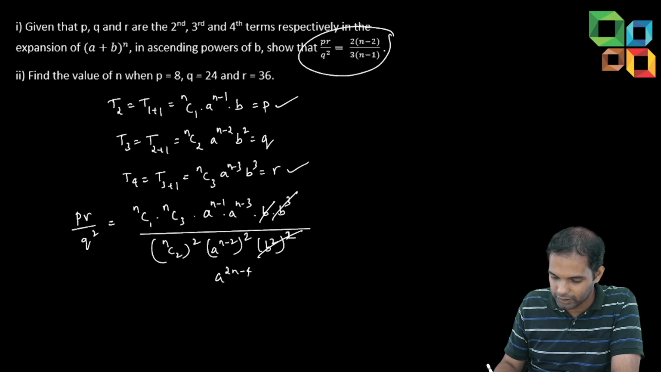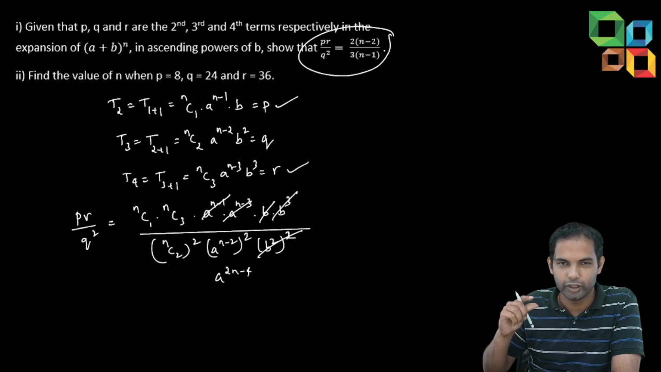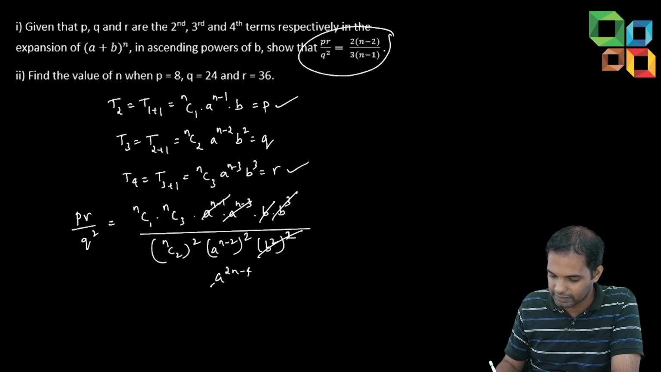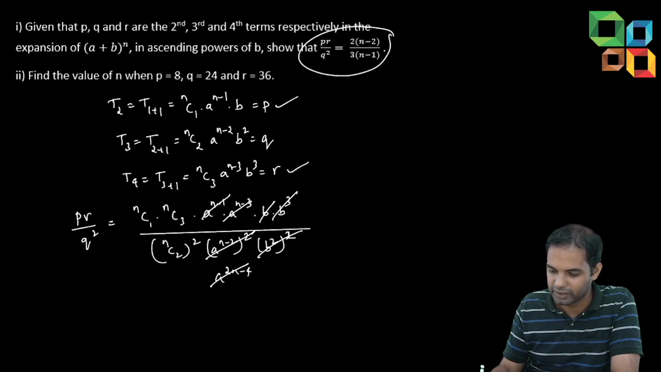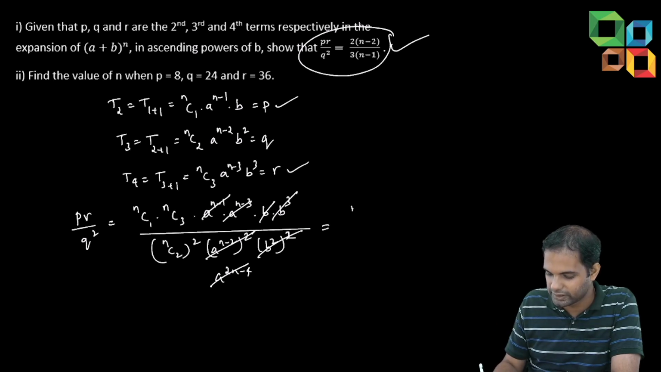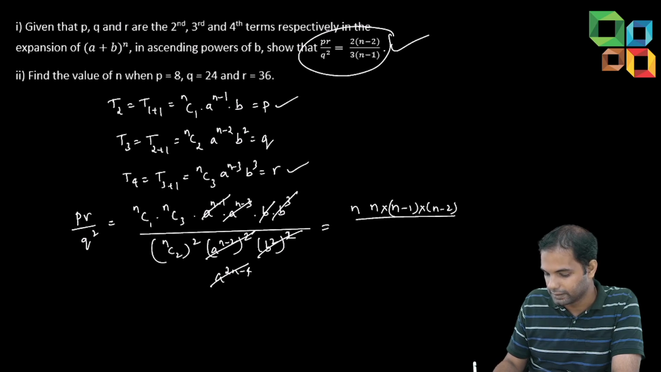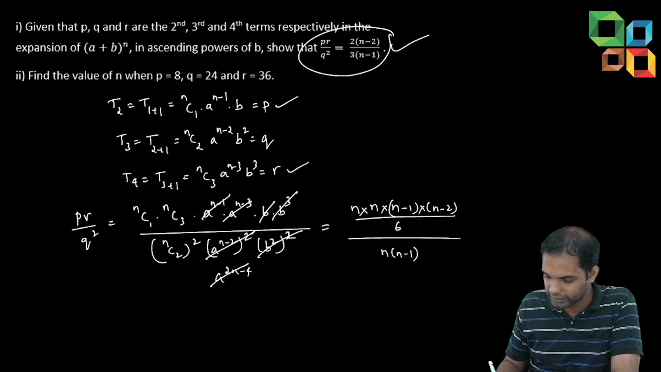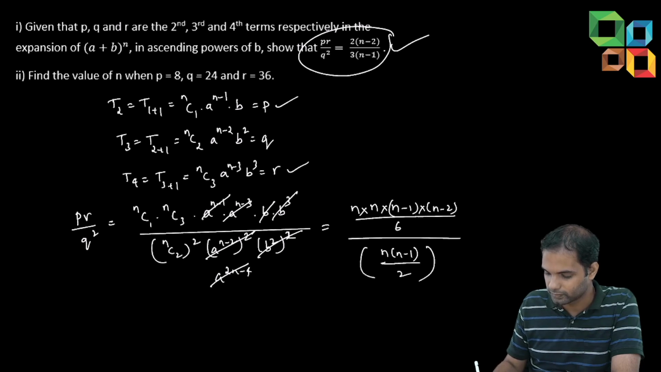A power n minus 2 whole square is nothing but A power 2n minus 4. Can you multiply these two and see? A power m into A power n is A power m plus n. Here also you will get the same, A power 2n minus 4. So these two will get cancelled. All that remains is the binomial coefficient. We just have to simplify and see whether we're getting this result. Let's see. NC1 is n itself. NC3 is n into n minus 1 into n minus 2 by 6 factorial. So here also n. Denominator, whole square, NC2 is n into n minus 1 divided by 2 whole square.